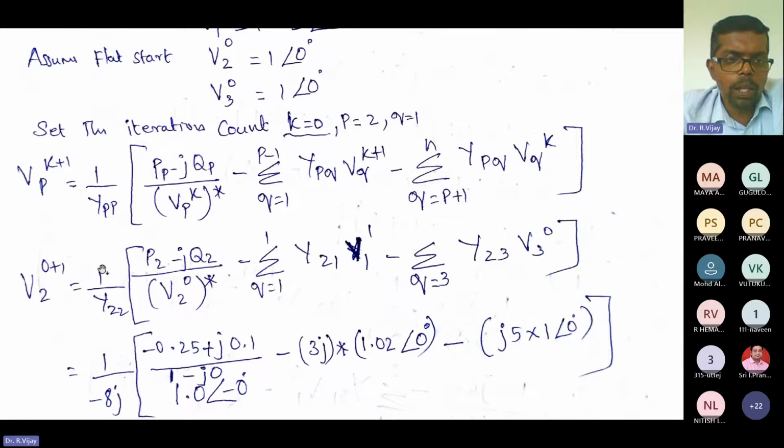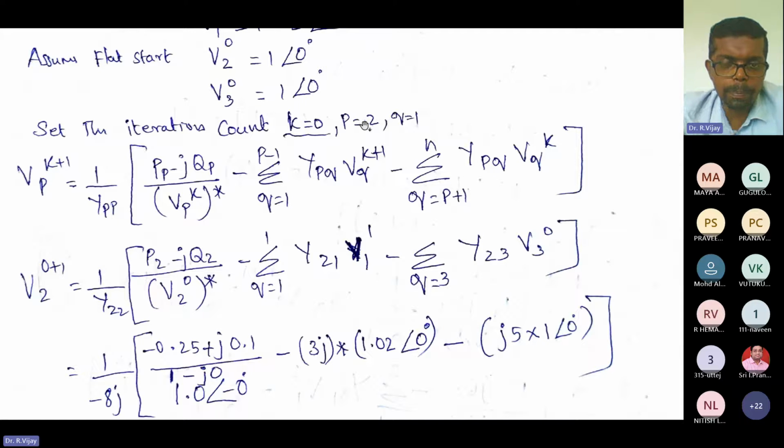V2¹ is equal to 1 divided by Y22 times (P2 minus jQ2 divided by V2⁰ conjugate, that is the initial value, the star, minus summation Y2q Vq, q is equal to 1 up to 1, because p is equal to 2 here), so Y21 V1 minus summation q is equal to 3 Y23 V3⁰, k is equal to 0. So here p is equal to 2.